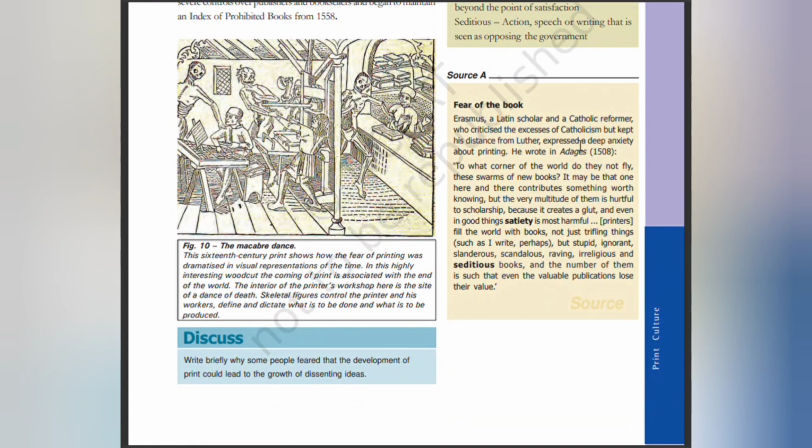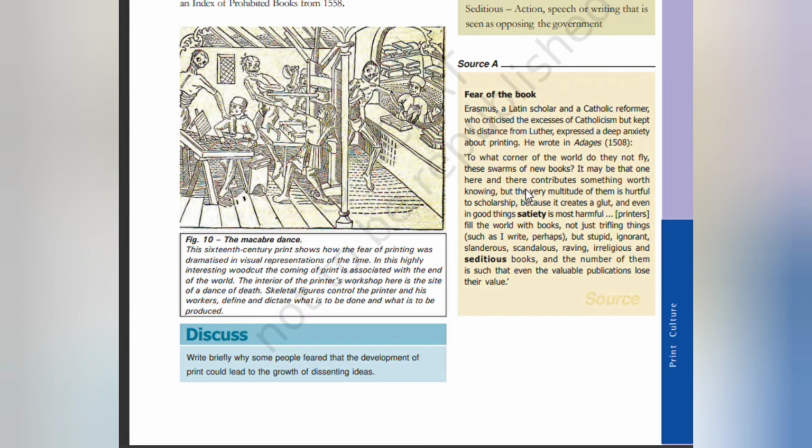Fear of the book. Erasmus, a Latin scholar and a Catholic reformer who criticized the excesses of Catholicism but kept his distance from Luther, expressed a deep anxiety about printing. He wrote in Adages, "To what corner of the world do they not fly, the swarms of new books? It may be that one here and there contributes something worth knowing, but the very multitude of them is hurtful to scholarship because it creates a glut, and even in good things, satiety is most harmful."